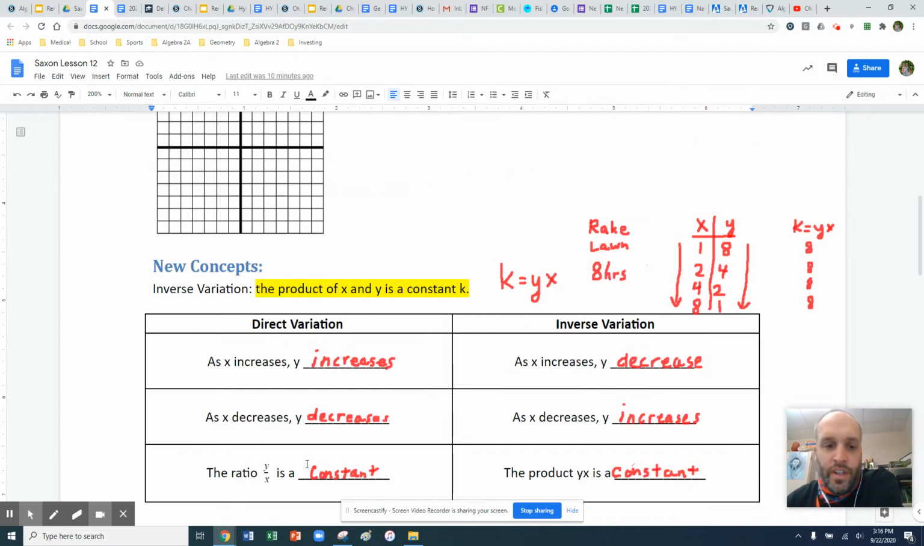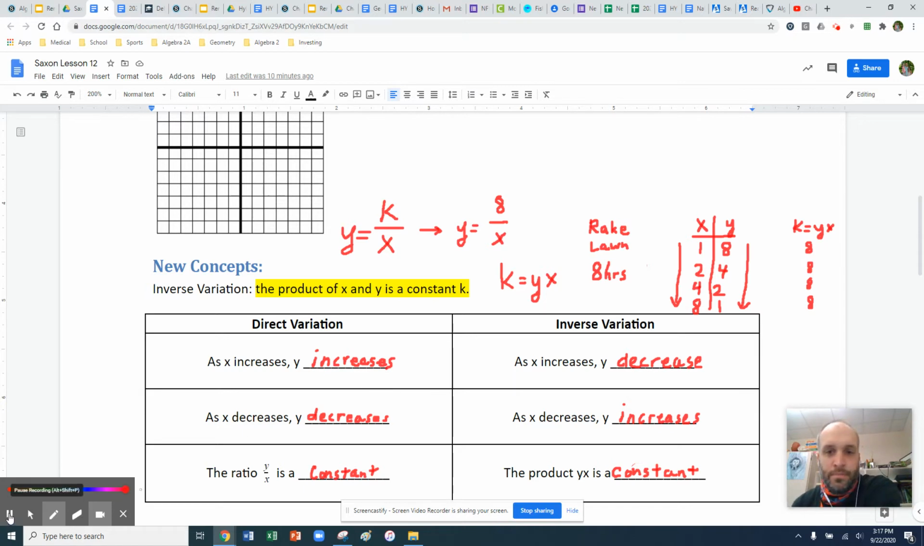To write an inverse variation into function form, they're all going to follow the same model. We're going to take y equals our constant, and our constant in that case was the total amount of time it takes to rake your yard, divided by x. So this example that we just did would be y equals 8 divided by x. So take the total amount that the job is going to take, divide by how many people are working. That'll tell you your y, the amount of time the job will take.